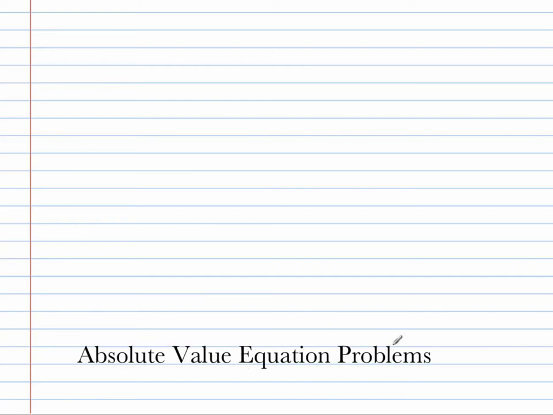To solve absolute value equation problems, you need to remember that the absolute value of x is equal to a if and only if x is equal to a or x is equal to minus a. So to do all of these problems, you're going to wind up drawing a line down the center of your paper and solving two different equalities.